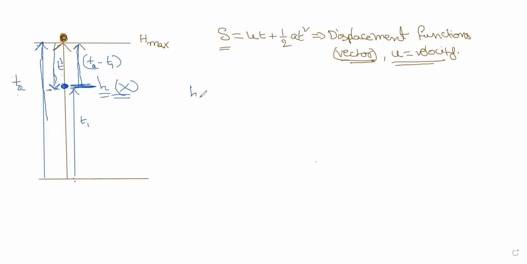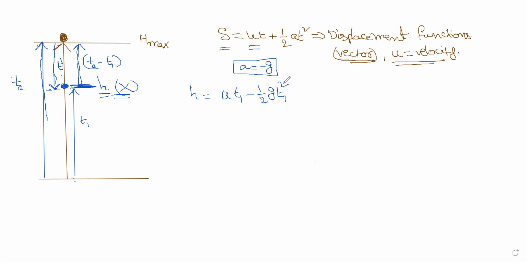So h is equal to... what is the velocity of projection? U, we will say u. How much time it took? t1 time. Now acceleration is equal to minus g all the time, right? Acceleration is minus g because g is acting downwards. So h = ut1 minus half g t1 square.